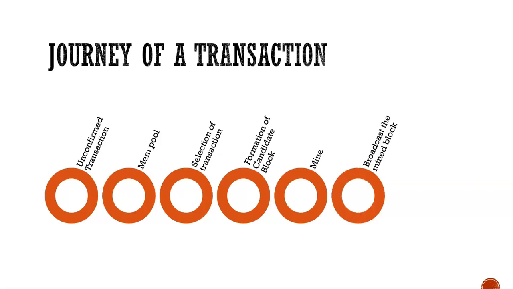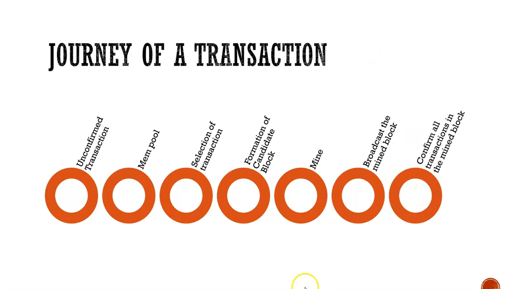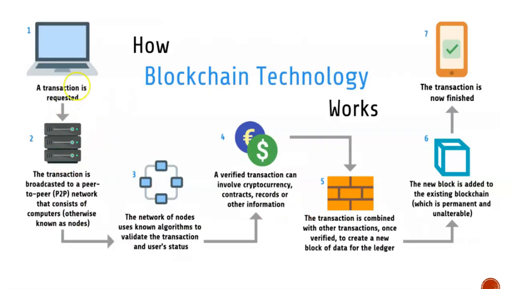Once the block is mined, now this block which is mined already with the correct nonce value will be broadcast, and all the other nodes will update their blockchain with the new block. And now all the transactions that were part of the new block will be transferred from the unconfirmed state to confirmed transactions. So this is how the blockchain technology works.